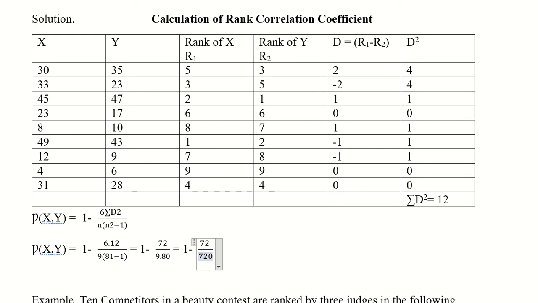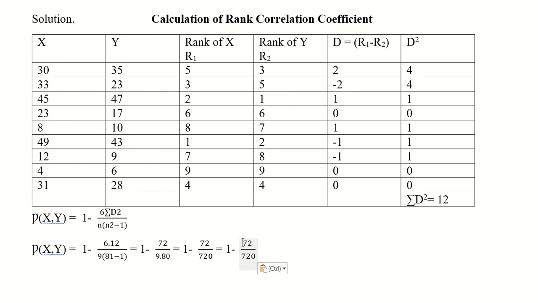So 720 and we can cancel out 72 with 72. So it will become 1 by 10, right? So this is 1 by 10. So 1 minus 1 by 10 is 10 minus 1. Yes. So this will become, or we can solve it also, 0.1. So it becomes 0.9. So the correlation between x and y is 0.9. So this is how we calculate rank correlation.